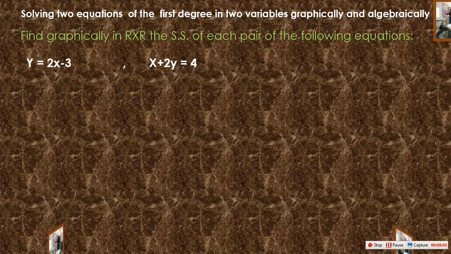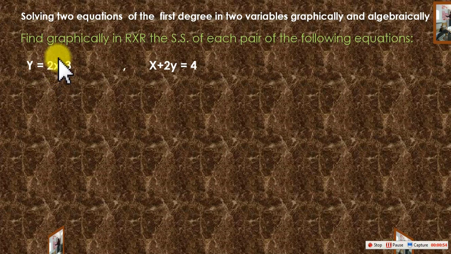Each of them contains two variables, x and y. Each of these two variables is of the first degree. You know that the index of each of them is 1. The index of x is 1 and the index of y is 1. Therefore we call them equations of the first degree in two variables. How can we solve the equation of the first degree in two variables? We can find an ordered pair from the real numbers satisfying this equation.